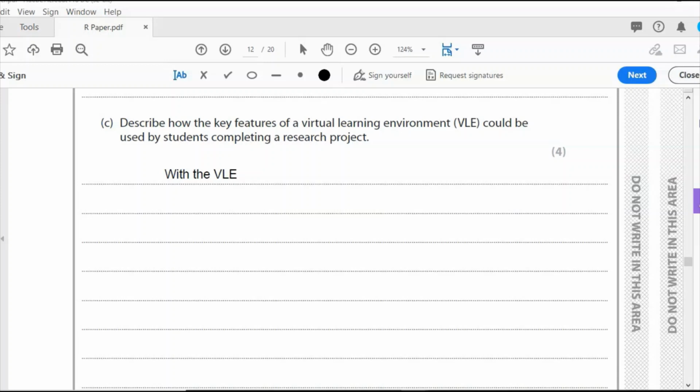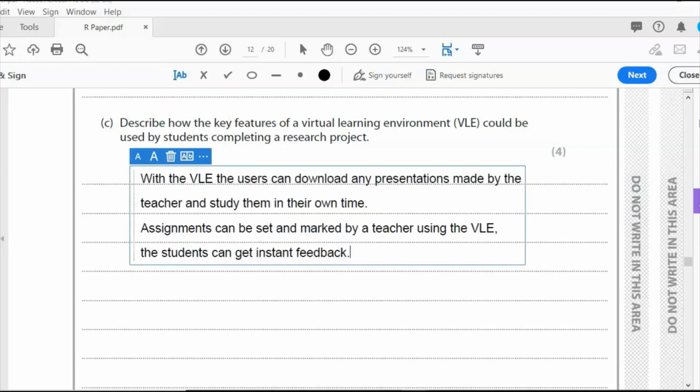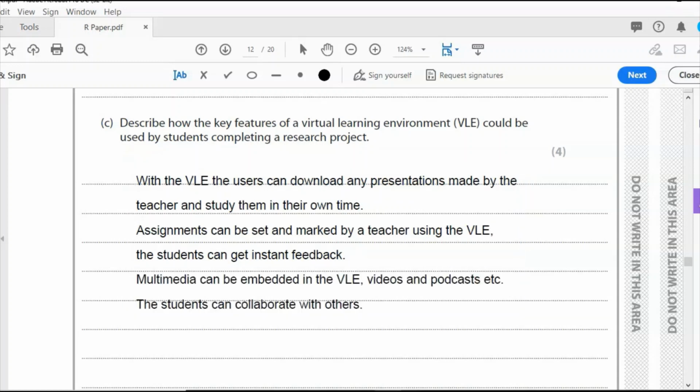But with the VLE, the users can work at their own pace. They can download the teachers' presentations and look at them in their own time. So assignments can be set and marked by a teacher using the VLE. The students can get instant feedback. So as soon as the teacher's marked it, then that will be updated on the VLE and the students can see their results. We can also view multimedia. So multimedia can be embedded in the VLE, videos, podcasts, etc. And the students can collaborate with others.